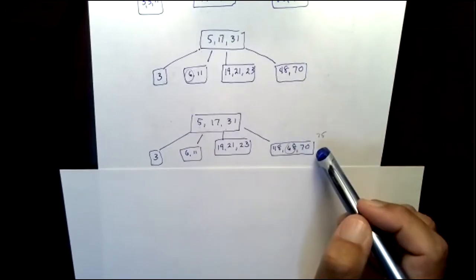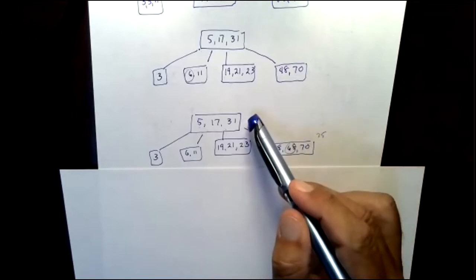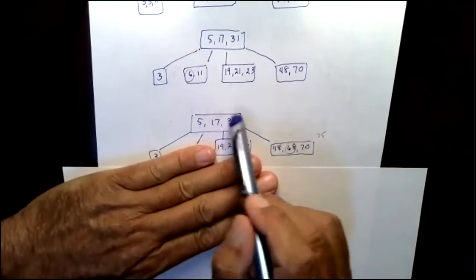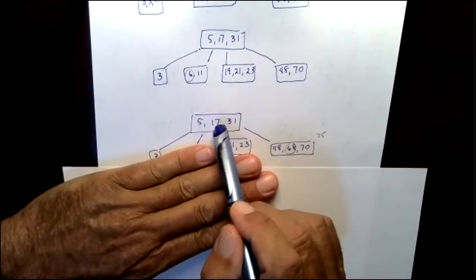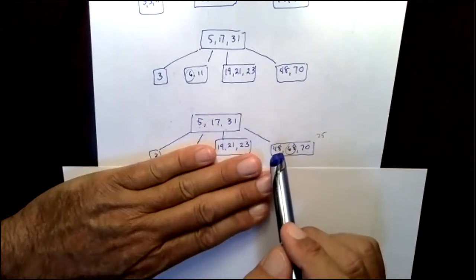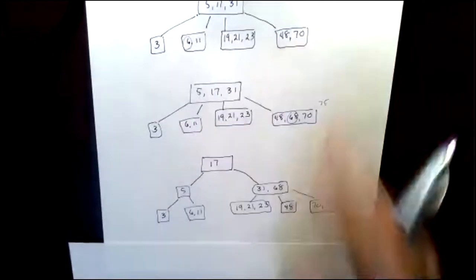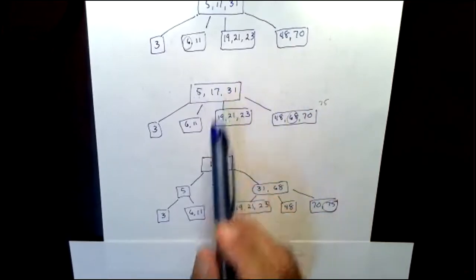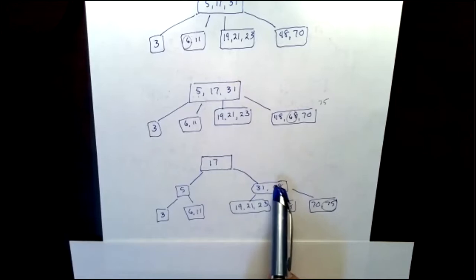75 is going to come to here, but now I have trouble because I need to send the 68 up. So the 68 is going to come up, and as I know, when I go into a parent node, if it's full, I'm going to split. This time I'm going to split on the 17. The 5 is going to go to the left, the 31 and the number coming up, which is 68, are going to go on the right. So 68 goes up, it fills, so I have 17, I have 5 on the left, I have the 68 and the 31 on the right.